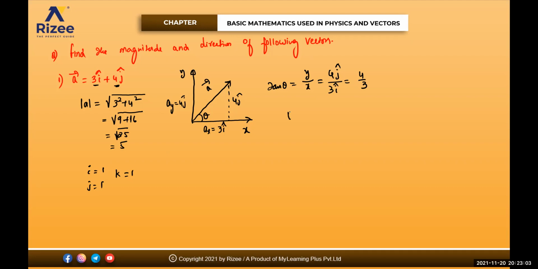So if it is 4 by 3, theta will become tan inverse of 4 by 3. Tan inverse of 4 by 3 means theta will be equal to 53 degrees. Got it, everyone? I told you how to take the angles. Four by 3. Clear for everyone? Got an idea how to take the angle? Any doubt in this one to anyone?